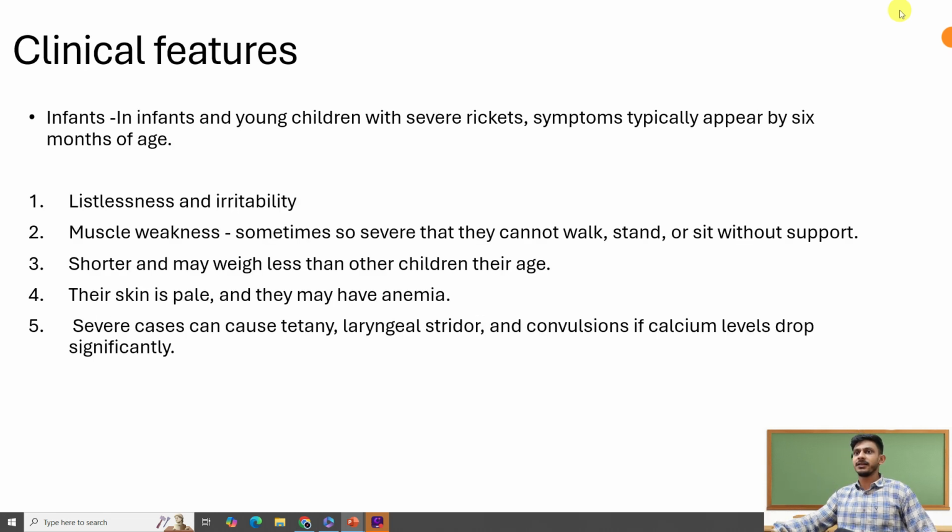Okay, so the clinical features. Remember, in infants and young children with severe rickets, the main and initial clinical features are listlessness, irritability, and then after that comes muscle weakness. Sometimes muscle weakness is so severe they cannot stand, walk, or sit without support. They're generally shorter and may weigh less than children their age. Skin is pale, they may have anemia, and if the calcium levels drop enough, they can even have convulsions.